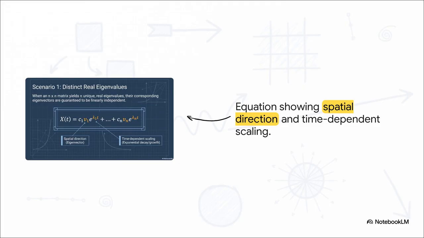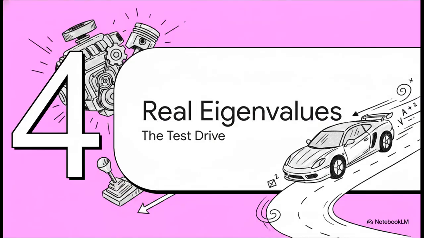Look at it. The eigenvector v dictates the spatial direction of our system. Meanwhile, the eigenvalue lambda sits right up there in the exponent, acting as this time-dependent scaling mechanism. It's the engine that determines whether our system is going to experience exponential growth or exponential decay along that specific path.